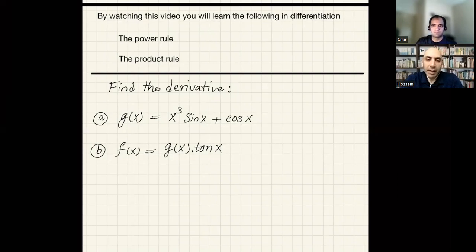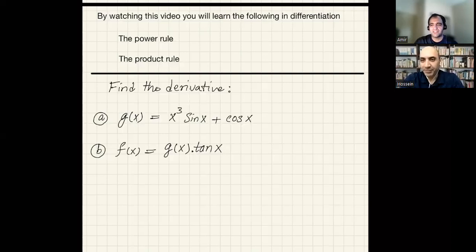So Amir, the problem is this: you're going to find the derivative of g of x, which is x cubed times sine of x plus cosine of x. And then you're going to use the answer of part A to solve part B, which is finding the derivative of f of x equals g of x times tangent of x. So the floor is yours.